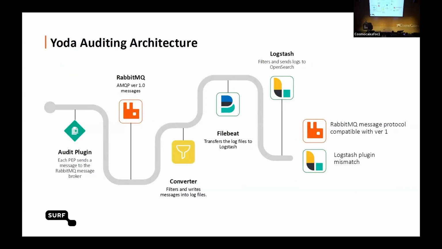Let's go back to revisit the architecture. While I was sending all the data from the audit plugin all the way to Logstash, I had some issues as well. The RabbitMQ protocol that is being used is AMQP version 1, and Logstash couldn't receive AMQP version 1.